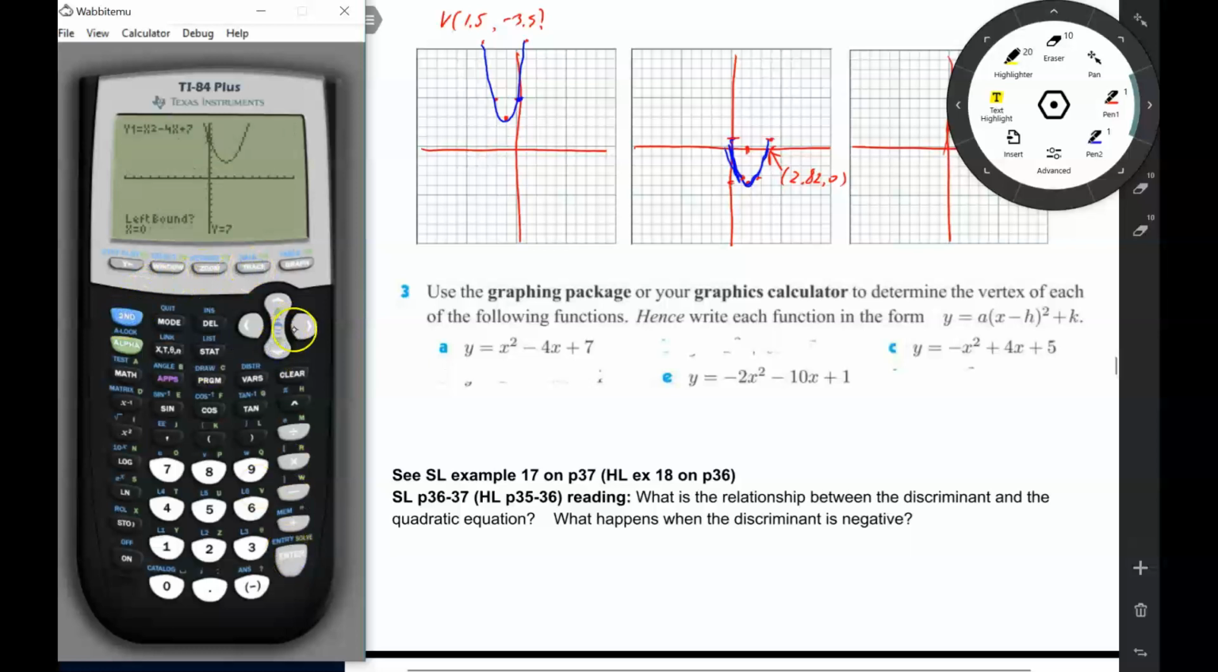Enter. And then I'm going to mark the left side and the right side of the vertex. And so first it's asking for the left. It's already left of the vertex. So I just hit enter. And then it asks for the right, so I'm going to move the cursor to the right.